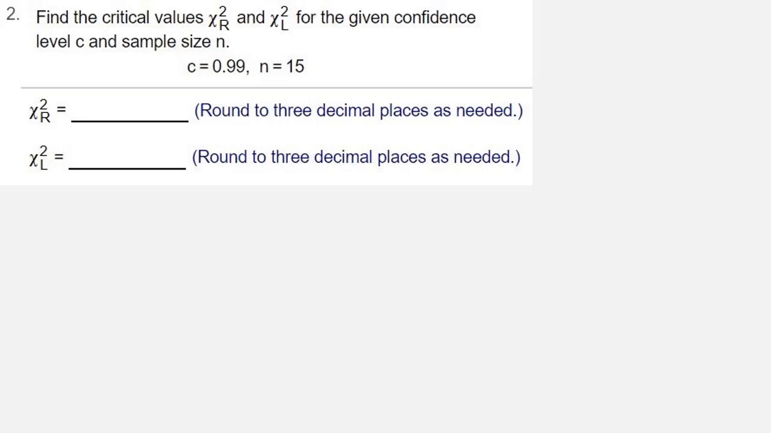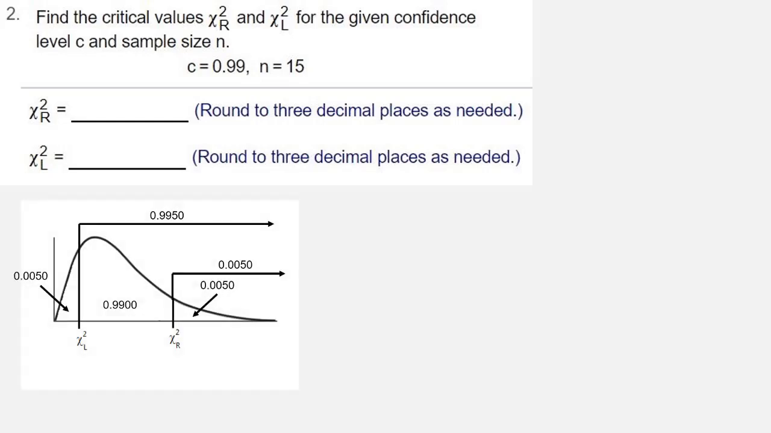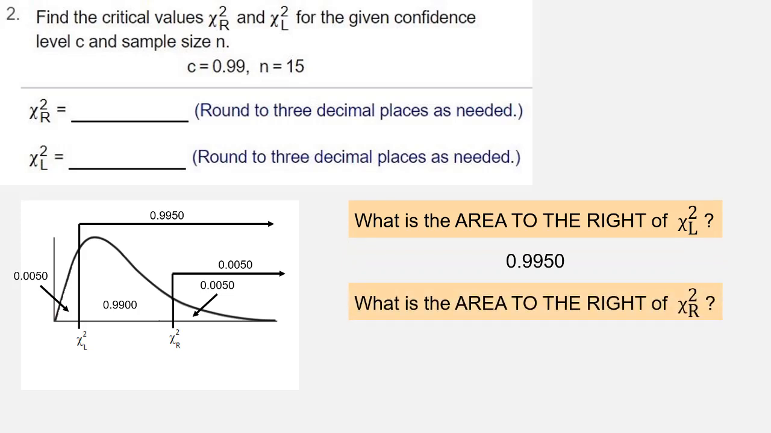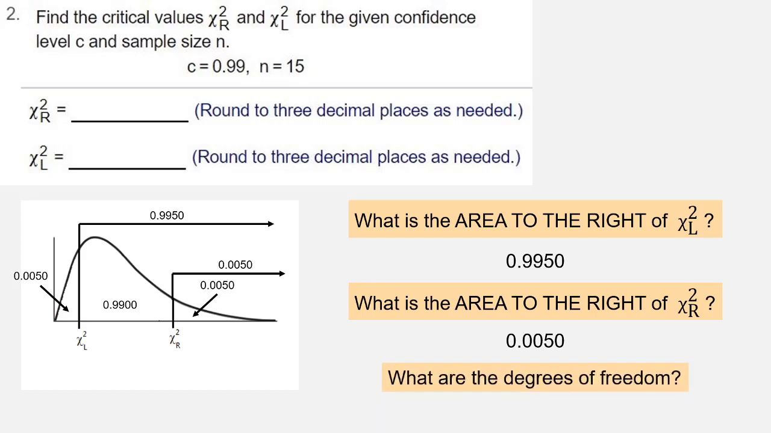We'll keep that diagram as a reference and ask our questions. What is the area to the right of chi-square L? It's 0.9950. What is the area to the right of chi-square R? It's 0.0050. And then what are the degrees of freedom? Degrees of freedom are 1 less than the sample size, 1 less than n, which would be 14.